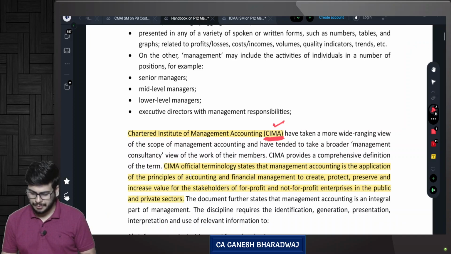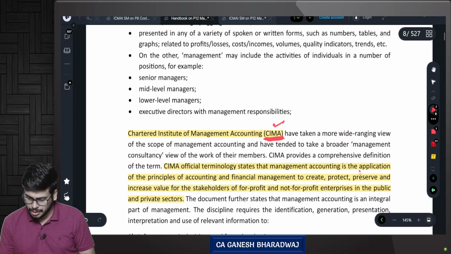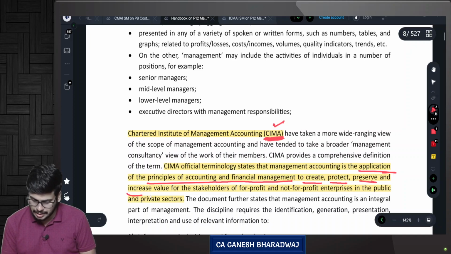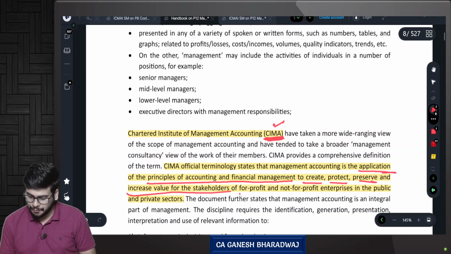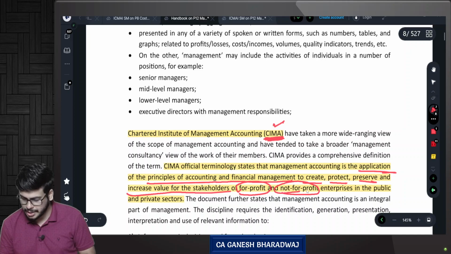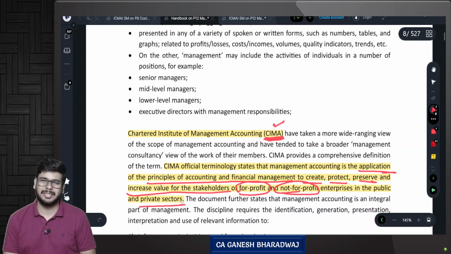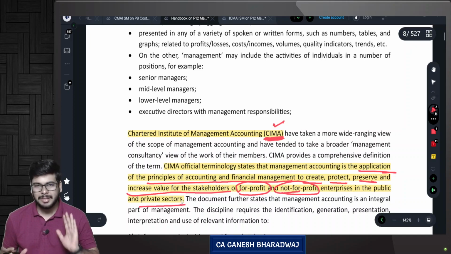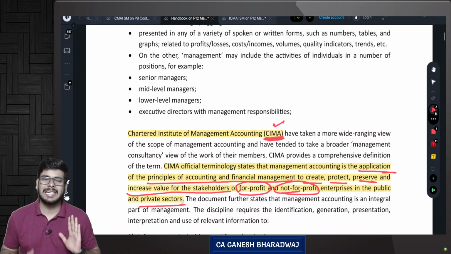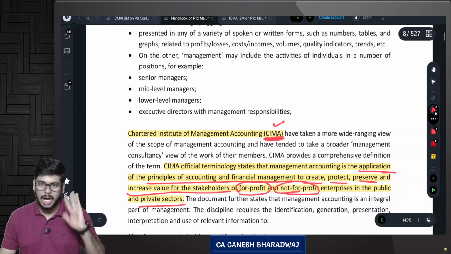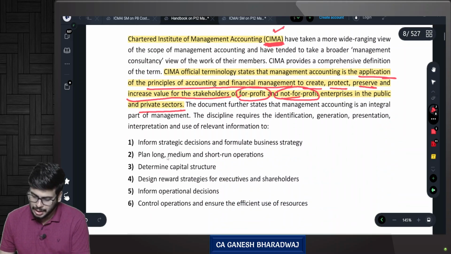They define a lot of things. They state that management accounting is the application of principles of accounting and financial management to create, protect, preserve, and increase the value of stakeholders of for-profit or not-for-profit enterprises in the public and private sectors. Basically, what is this? Providing some accounting data in a manner that helps the management take meaningful decisions in their organization. Of course, the objective is also about control. Clear? So they have just given so many things.